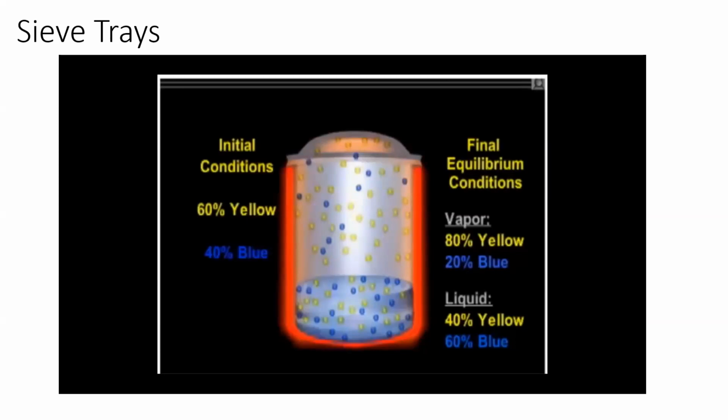The liquid phase is 40% yellow moles and 60% blue moles. At equilibrium, the temperature and pressure of both the liquid and vapor phases are the same. Additionally, the chemical potential of each component must be the same in the liquid and vapor phases.